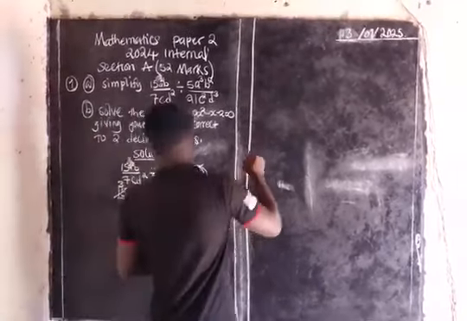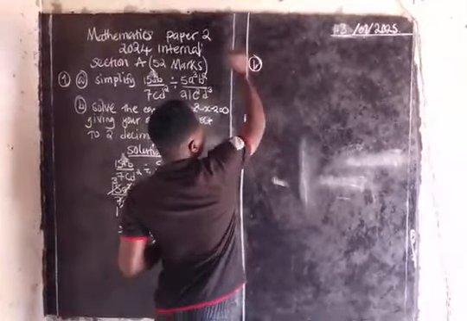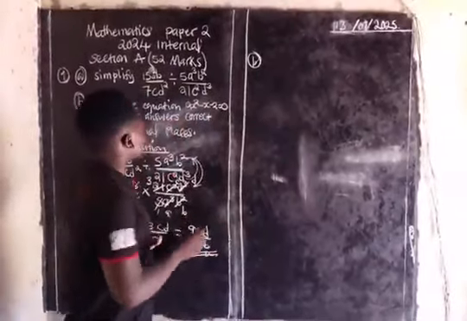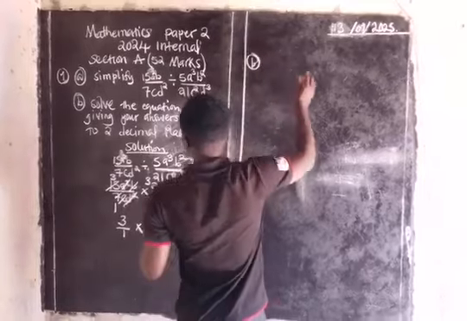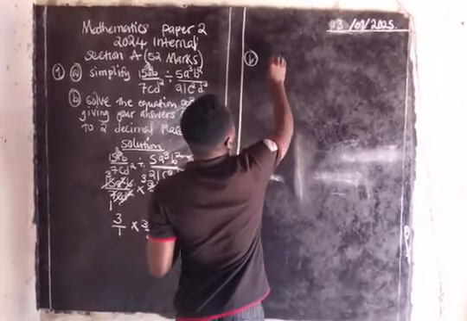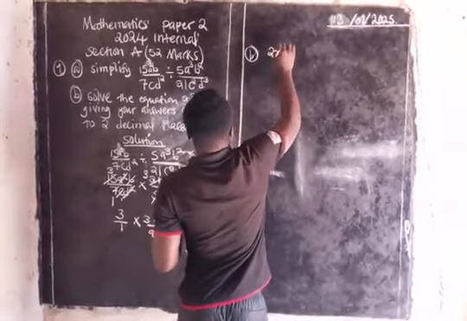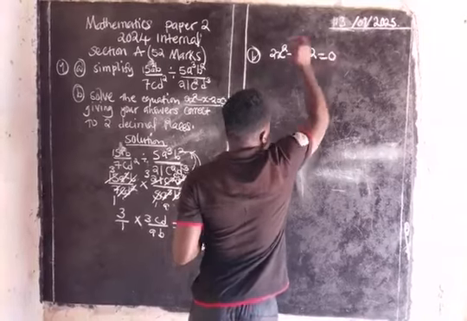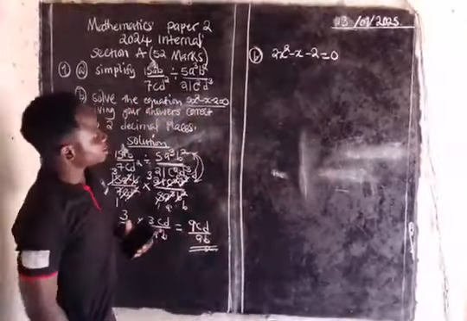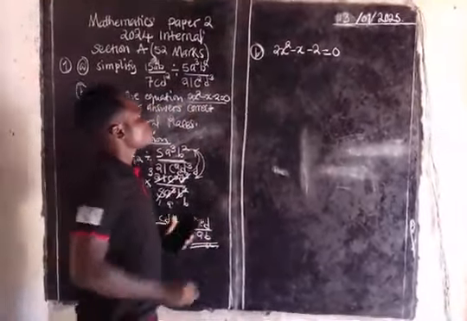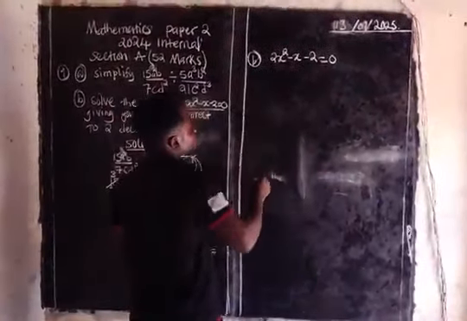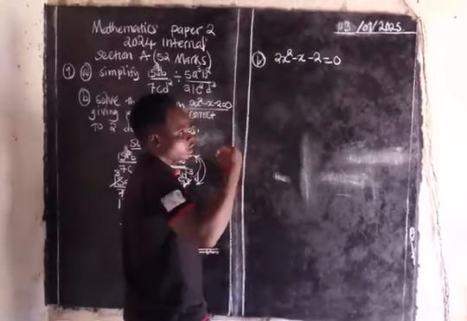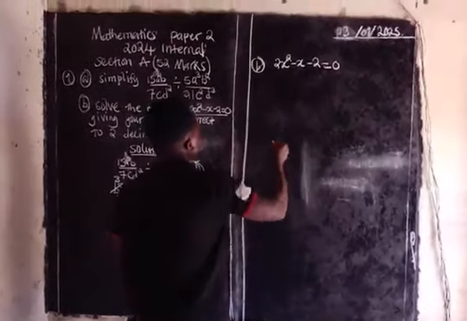So we're going to say B, that is solution B. We highlight the question. The question is 2x squared minus x minus 2 is equal to 0. After you highlight the question, you're going to apply the formula. Now, what is the formula that we use when you are dealing with quadratic equations in paper 2?